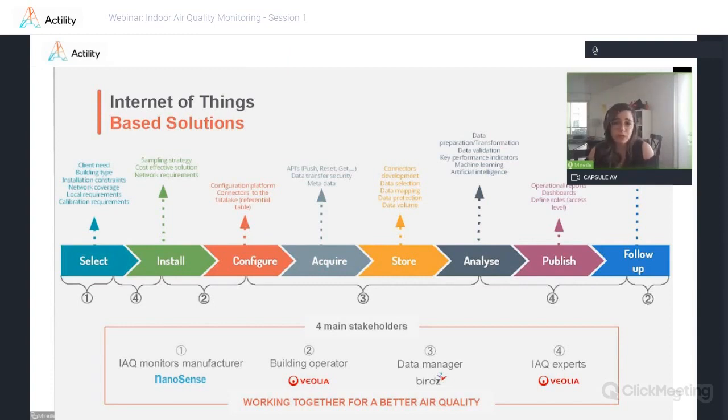The on-site installation should be done according to a well-studied sampling strategy. And since the data is an essential element of the solution, it should be acquired, stored, and processed in a continuous manner to help the indoor air quality experts and building operators do their job. It's a multidisciplinary environment. That's why, in order to implement the air quality solution and guarantee a good indoor air quality, Veolia collaborates with different partners, such as NanoSense for the indoor air quality monitors and Birdz for data collection and integration. I will finish here to let them present their solution to you.